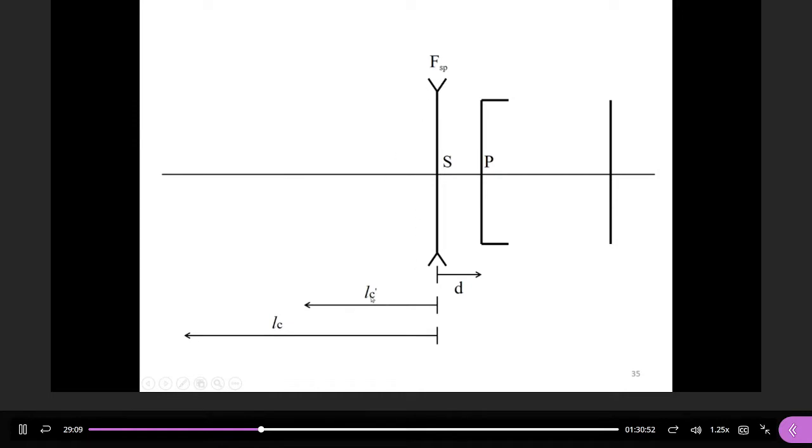If you're using a positive lens, of course, the LC pi will be on this side. The image will be forming on the other side. But if this is a concave lens, then the image will be on the same side. Okay, very likely.